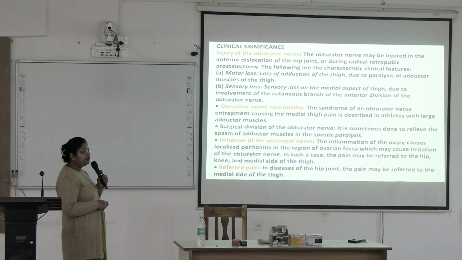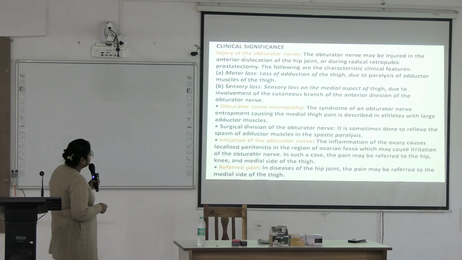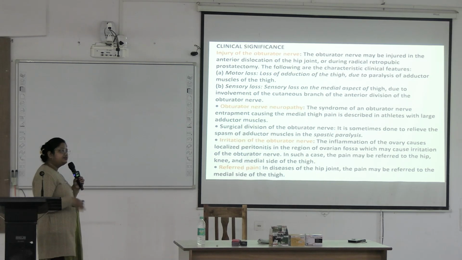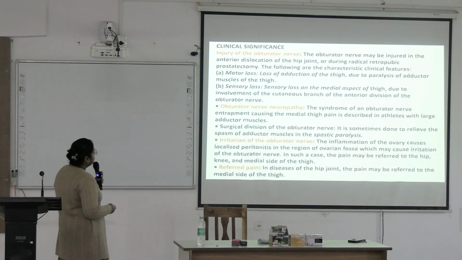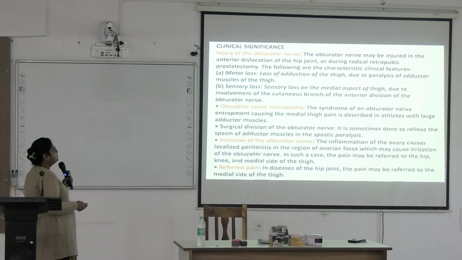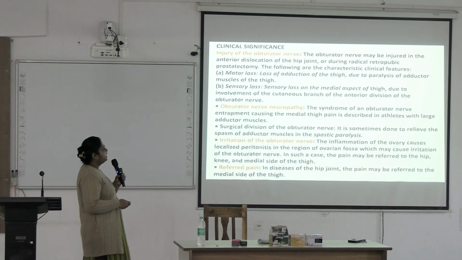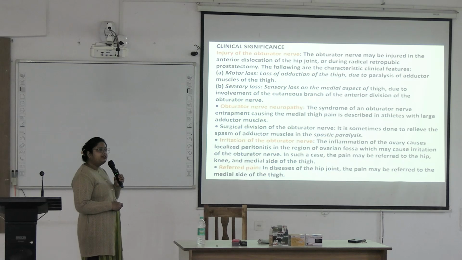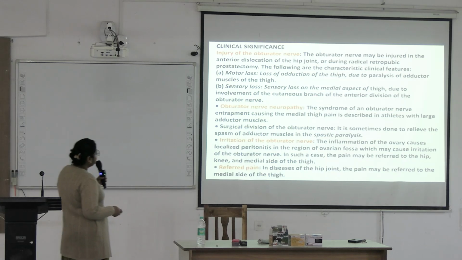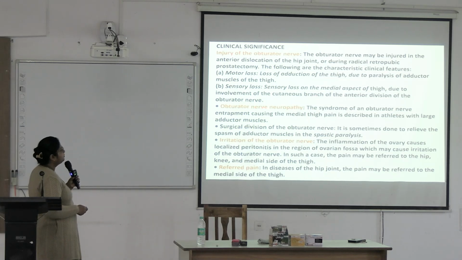There will be motor loss, loss of adduction of the thigh due to paralysis of the adductor muscles of the thigh. It was supplying the adductor muscles. A sensory loss will be on the medial aspect of the thigh due to involvement of the cutaneous branch of the anterior division of the obturator nerve. Okay. Next is obturator nerve neuropathy.